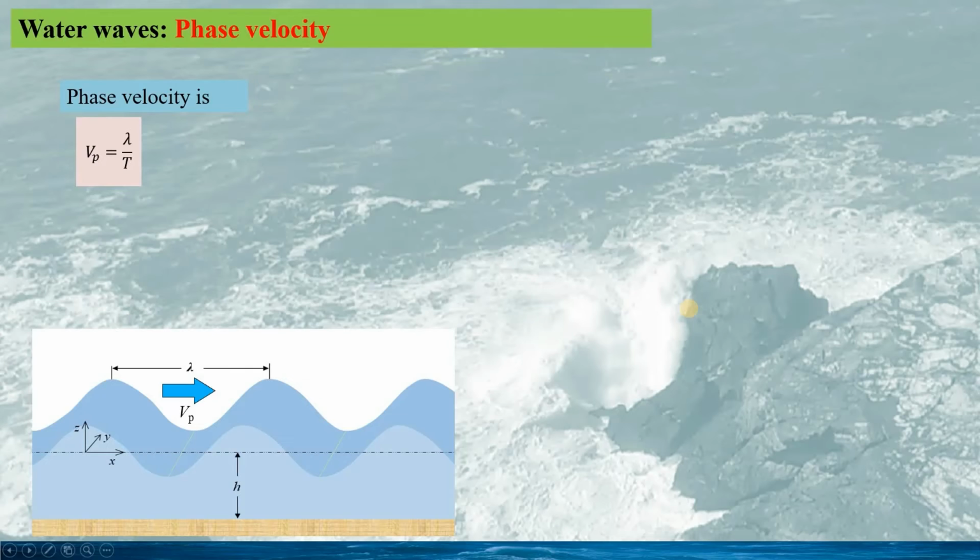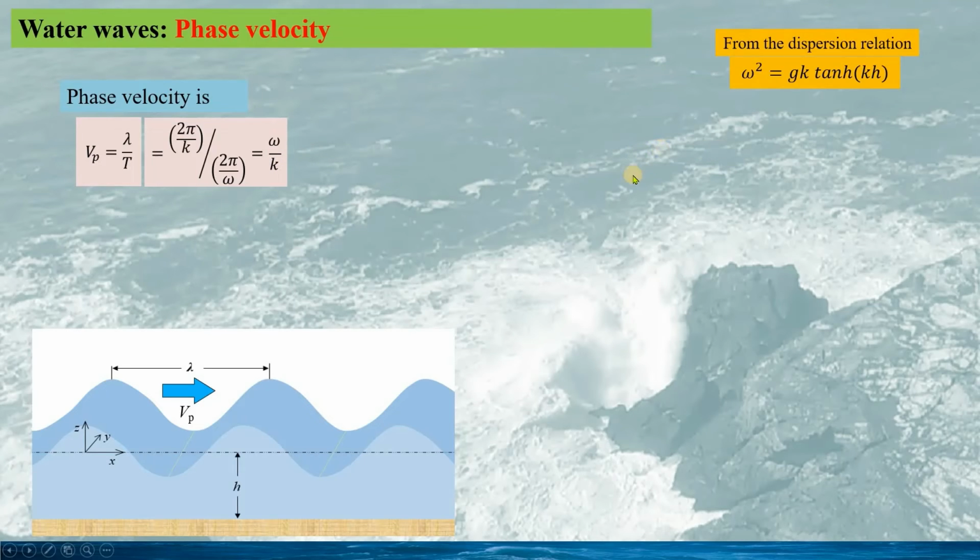Based on the dispersion relation, we can also calculate the phase velocity of the wave, given by this direct physical definition: the wavelength divided by the wave period. Using the relations between the wave number and the wavelength, and the wave frequency and the wave period, we can obtain another definition for the phase velocity, given by omega divided by k.